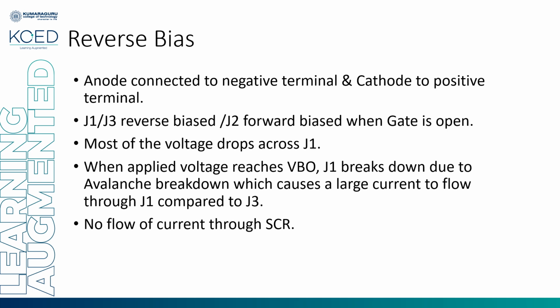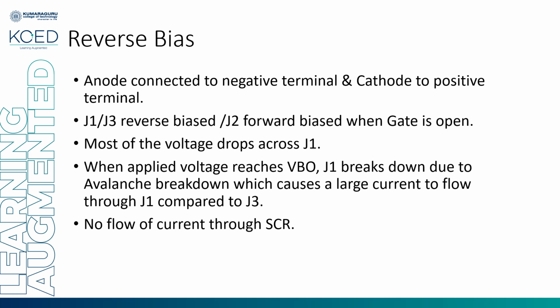And when we reverse bias an SCR, the anode will be connected to the negative terminal and the cathode will be connected to the positive terminal. So when the anode is connected to negative, the topmost P layer will be given negative, so obviously junction J1 is reverse biased. Similarly, the bottommost N layer will be connected to positive. Again, N given to positive and P given to negative. So J1 and J3 will be reverse biased, and the middle junction J2 will be forward biased. This happens when your gate is open.